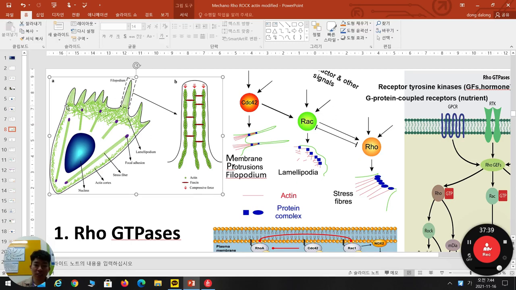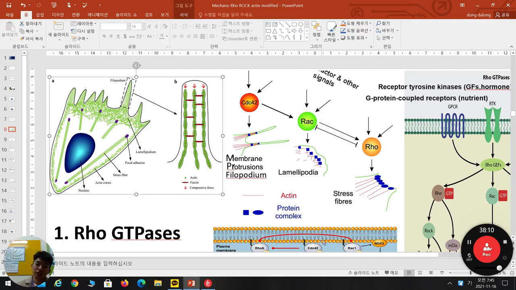Lamellipodia is this structure, and this finger-like one is filopodia. Finger is filopodia, lamellipodia is not a finger. And Rho is stress fiber. Why stress fiber? This is stress fiber. Okay? And then somehow this Cdc42 can activate Rac. Rac sometimes activates Rho, sometimes they deactivate Rho.